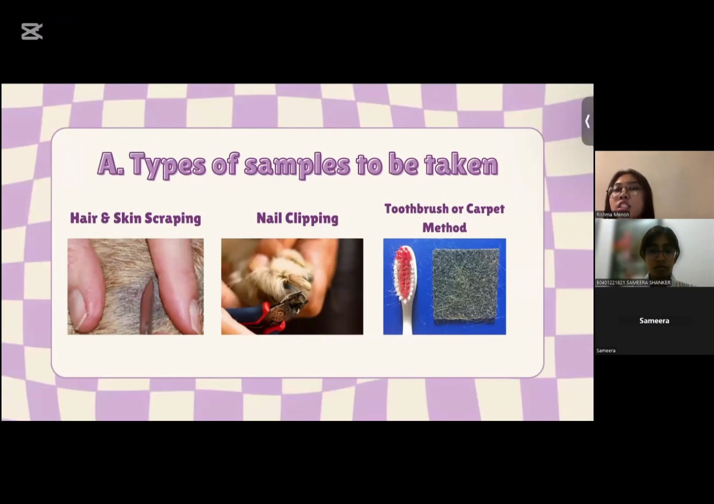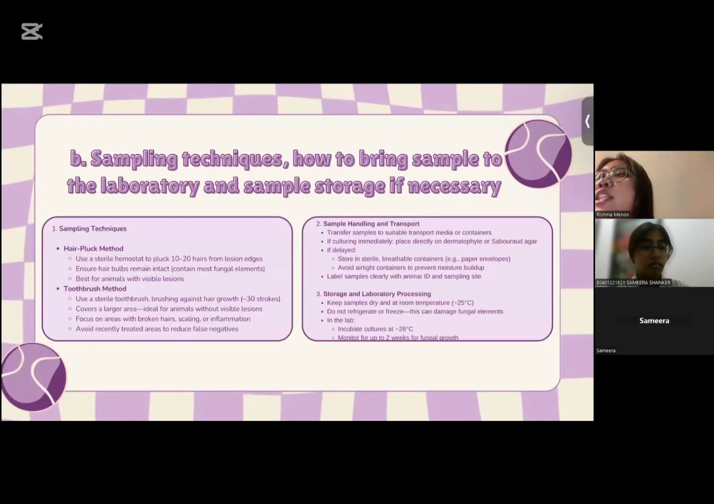Third, we have the toothbrush or carpet method. In this method, a sterile toothbrush or gauze is used to brush over the animal's entire coat, focusing on areas where lesions are visible. This method is particularly useful for detecting subclinical carriers, as it collects loose hairs and skin debris from across the body for culture. Next, sampling techniques, how to bring samples to the laboratory, and sample storage if necessary.